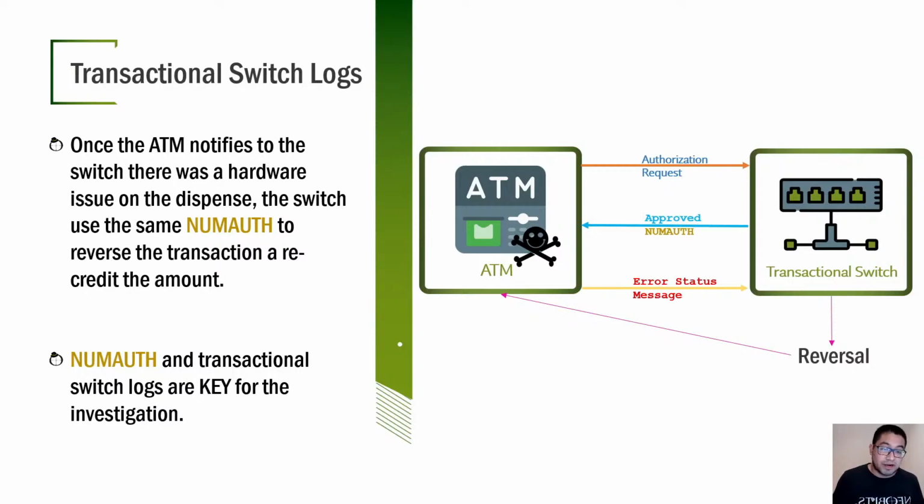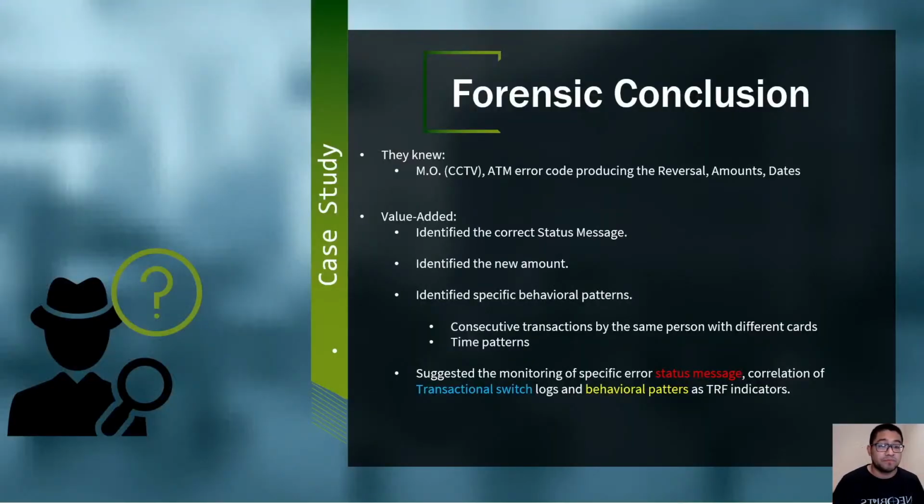So the authorization numbers in the transactional switch logs are key for an investigation. You cannot just do an analysis or respond to an incident of transactional reversal fraud by only having the journal of the ATMs. You will go to the transactional switch, request those logs, and try to do that match.